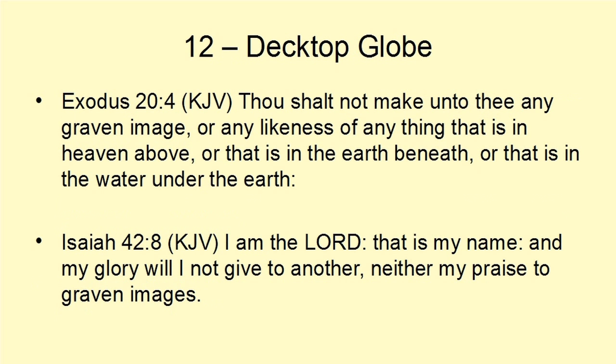Number 12, desktop globe. Exodus 20:4. Thou shalt not make unto thee any graven image or any likeness of anything that is in heaven above, or that is in earth beneath, or that is in the water under the earth. Isaiah 42:8. I am the Lord, that is my name, and my glory will I not give to another, neither my praise to graven images.